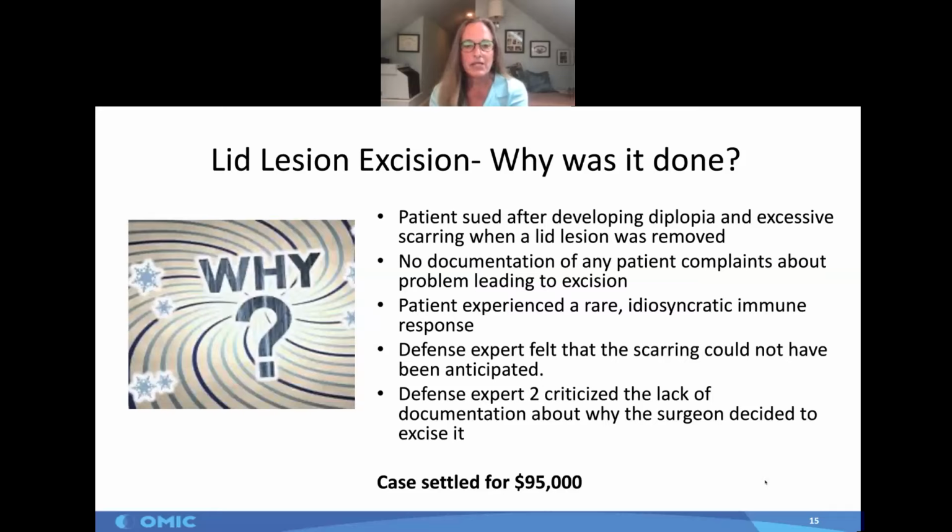And when this patient experienced a rare idiosyncratic immune response and severe scarring with resulting double vision, the defense expert felt that the scarring could not have been anticipated, so that was okay. But another defense expert criticized the lack of documentation about why the procedure was done in the first place. So the case ultimately settled for $95,000, and that was really due to a lack of informed consent documentation. Next slide.